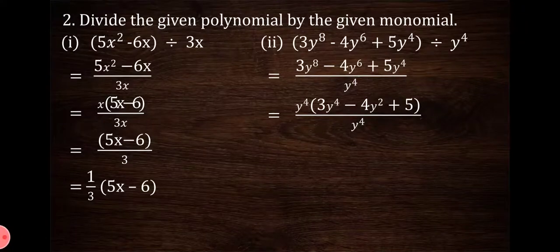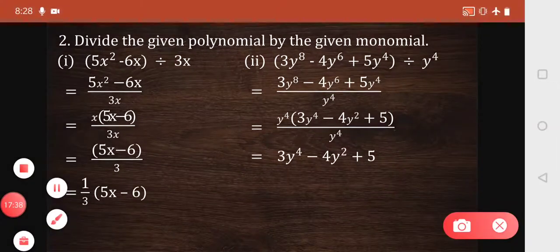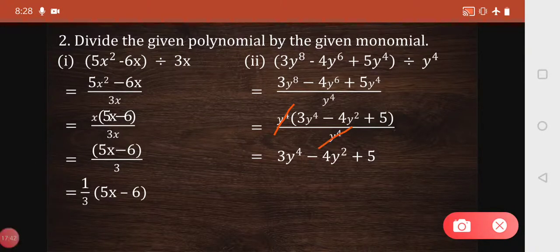That is equal to, you can see y raised to 4, y raised to 4 we can cut in the numerator and denominator as common. So we will be getting answer as 3y raised to 4 minus 4y square plus 5.